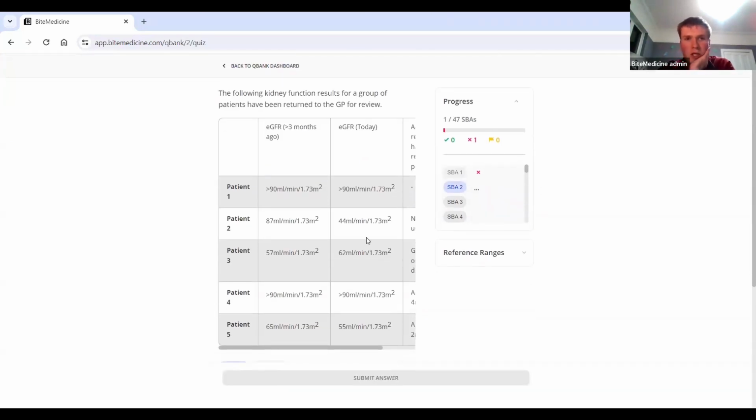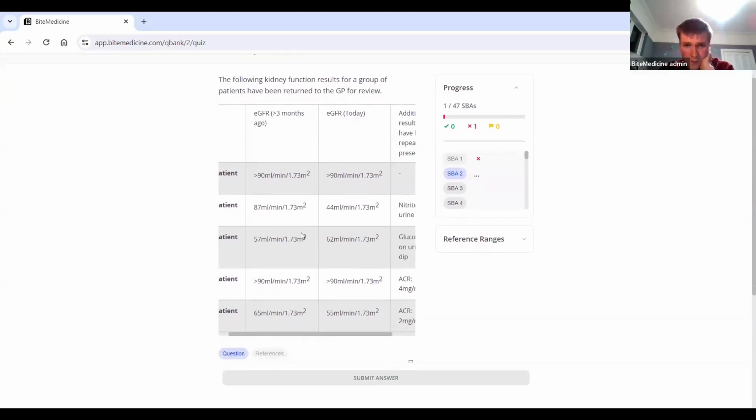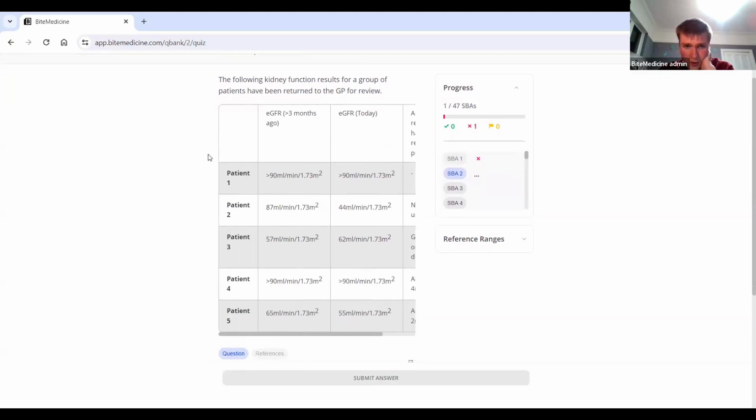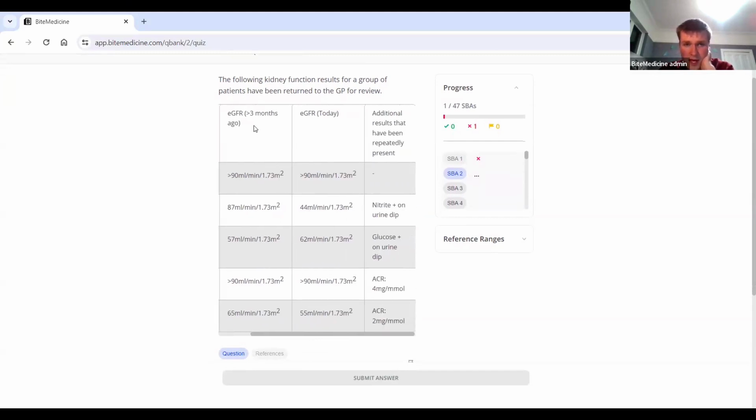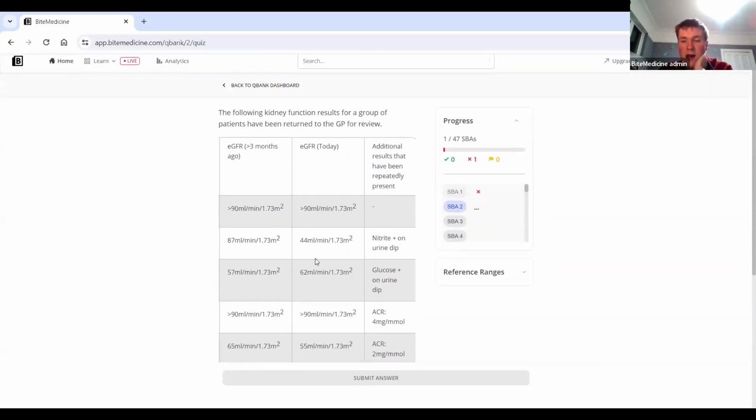Okay. The following kidney function results for a group of patients have been returned to the GP for review. Down the side, we've got patients 1 to 5, and we've been given their eGFR from 3 months ago and from today. So this is probably going to be looking at CKD. So yeah, CKD is the question.